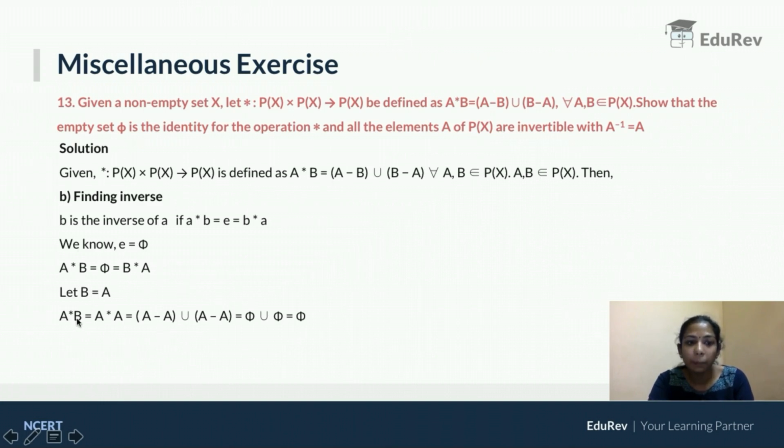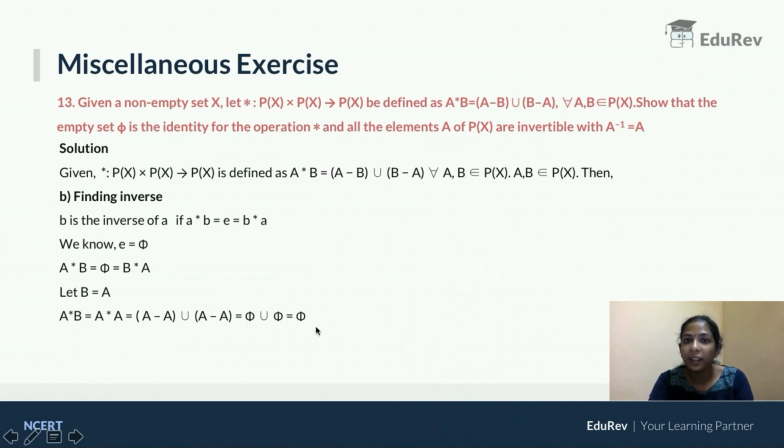So A star B, I'm putting B is equal to A here. That means it will become A star A. What is A star A? I have to put A instead of B here. That is A minus A union A minus A. What is A minus A? From set A you are removing set A. So what is left? Only the null set. So that is null set union null set.